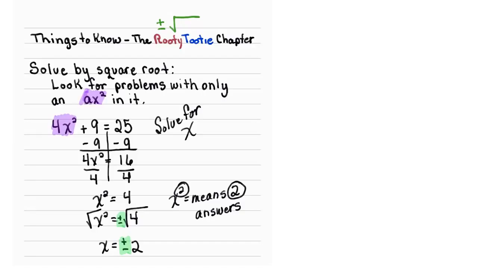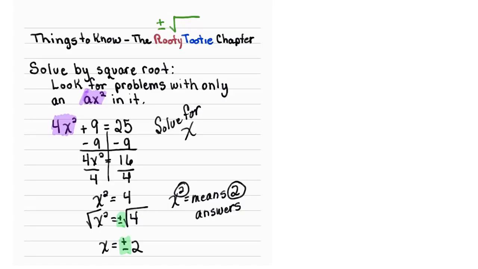And basically what you're looking for is a problem that only has an x squared in it. It doesn't have the rest of the quadratic equation stuff. It doesn't have that middle x in there. So you're just going to solve for x, which means you get the x squared by itself by using the inverses, and then you get a plus or minus. So that's really what you're going to do there.